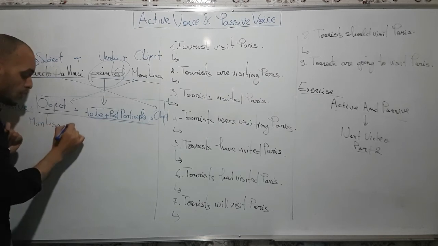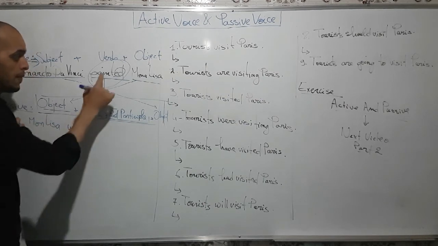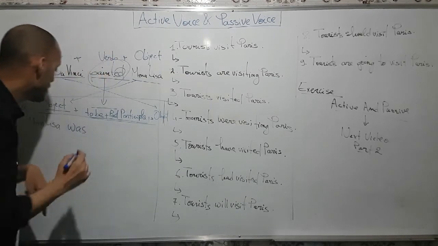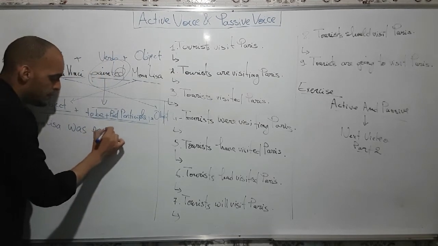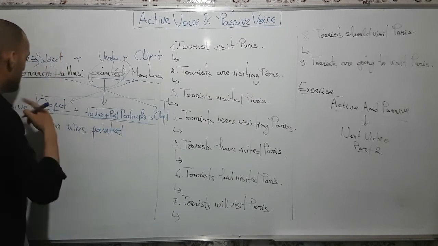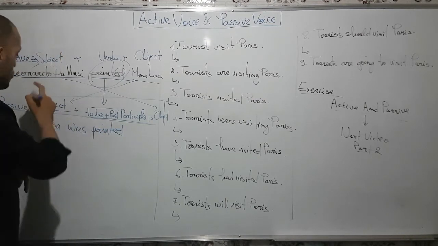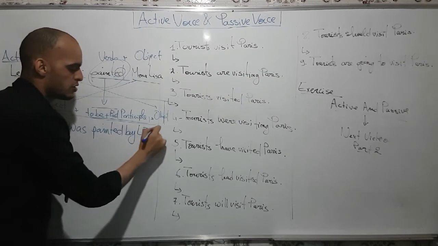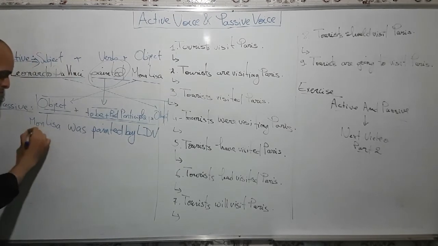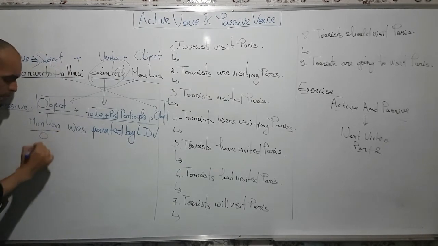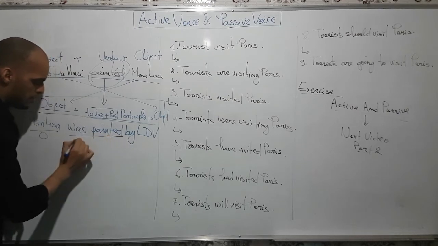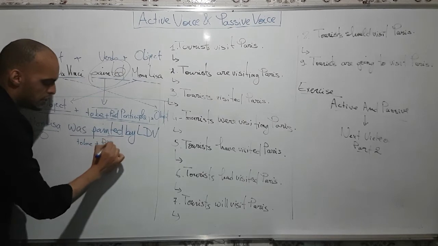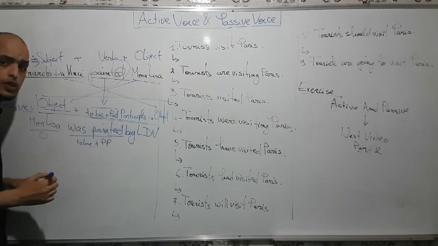We make Mona Lisa was painted. Painted is in the past simple and past participle at the same time. Was painted. Okay? By who? By Leonardo. By Leonardo da Vinci. So Mona Lisa, object, okay, plus verb to be plus past participle of the verb: was painted by Leonardo da Vinci.